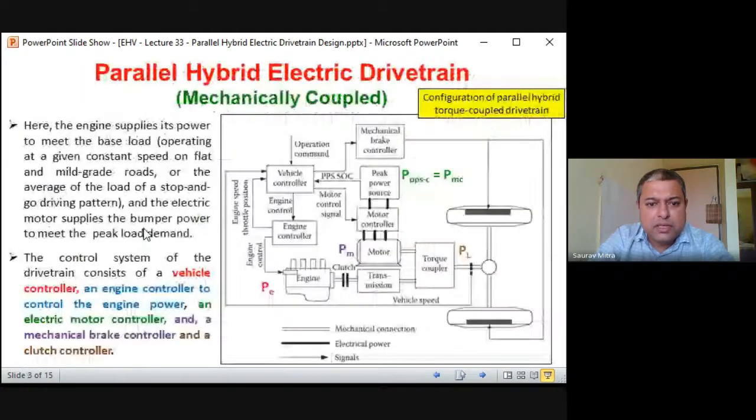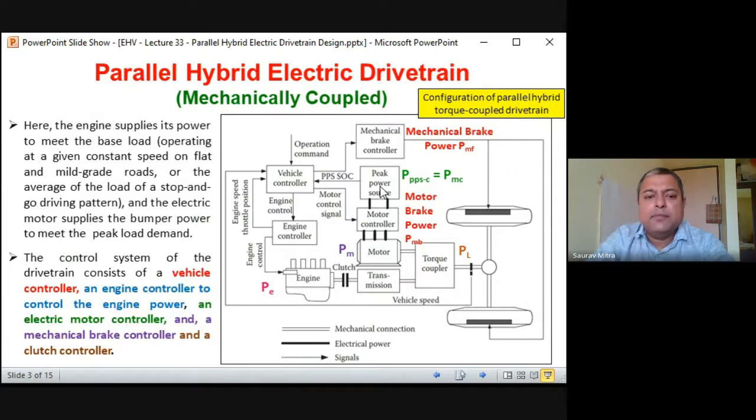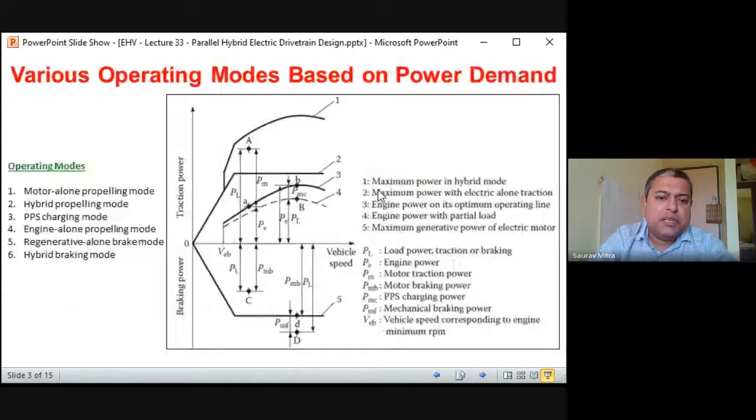Okay, so here you can see in this case, whatever power the engine gives will come here. This motor will act as a generator, and the power will go back. So when the engine is charging the PPS, what is the path? Engine, transmission, torque coupler. This motor acts as a generator, goes in reverse, then through the motor controller, power goes to the peak power source. So this is a very important thing.